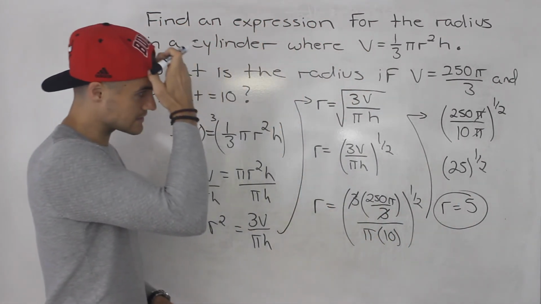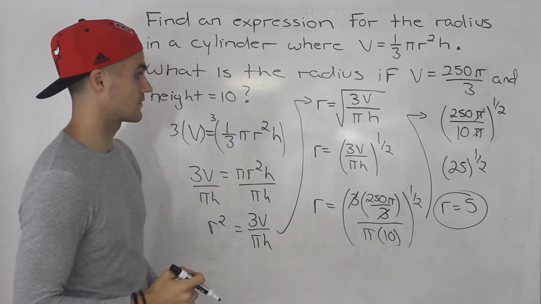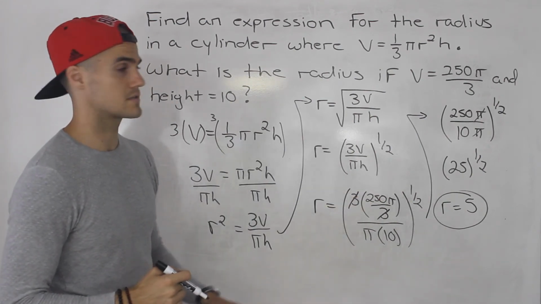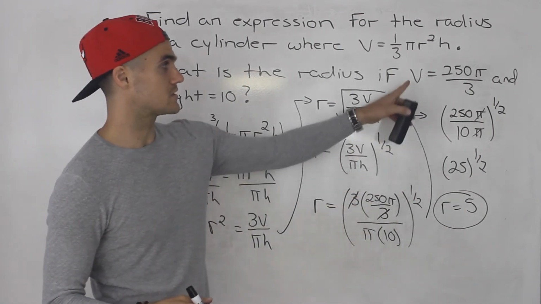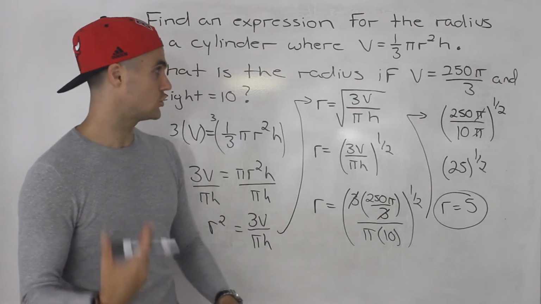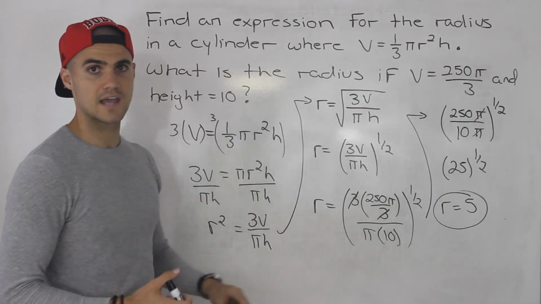And I just realized I actually didn't give any units here, right? So 5 units is the radius when the volume is 250 pi over 3 units cubed, and the height is 10 units.